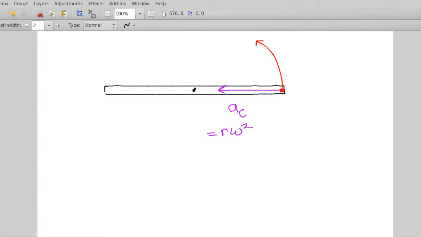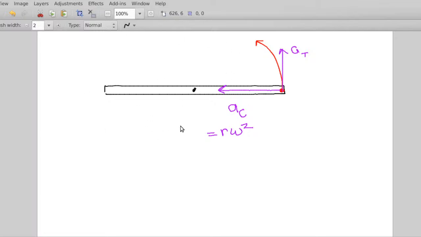Okay, AT is the other one, and it is in this direction. It is tangential, like that. Okay, AT. And the reason we have a tangential velocity now, and a tangential acceleration, is because the tangential velocity is changing. So not only is this thing spinning, but it's spinning faster and faster and faster.